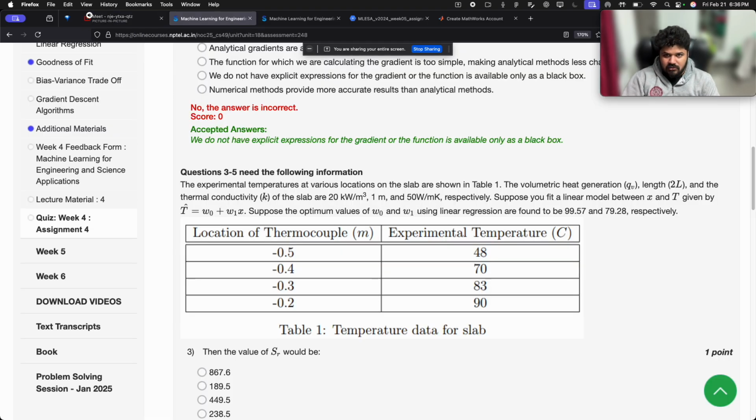Okay, so given data is x. Let me write it as x and let me write it as y. Minus 0.5, minus 0.4, minus 0.3, minus 0.2. This is 48, this is 17, this is 83, this is 19. Correct?